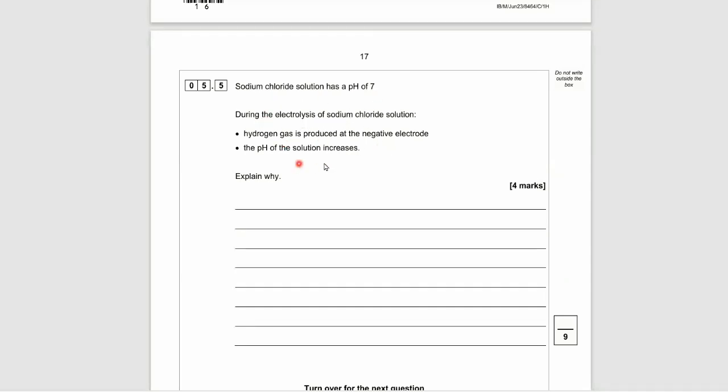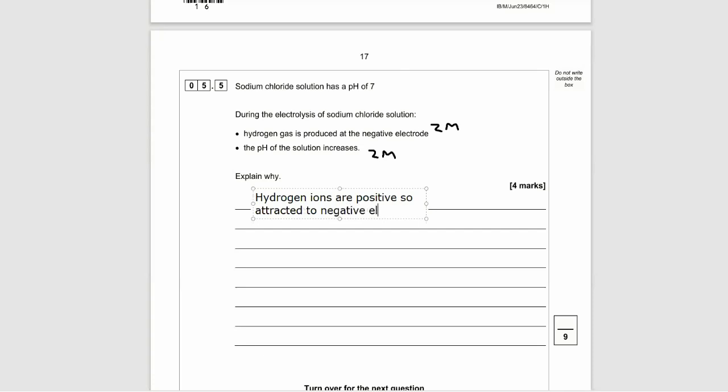Sodium chloride solution has a pH of 7. During electrolysis of sodium chloride solution, hydrogen gas is produced. The pH of the solution increases. Explain why. So that's going to get you 2 marks because they've broken this 4-mark question into 2 parts: 2 marks for explaining why hydrogen gas is produced and 2 marks about the pH.